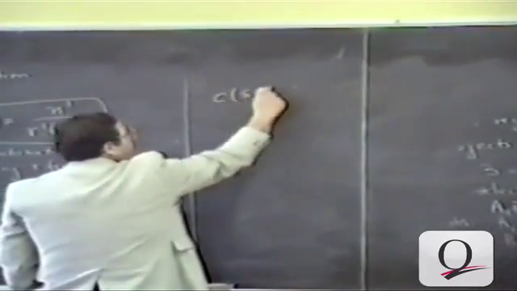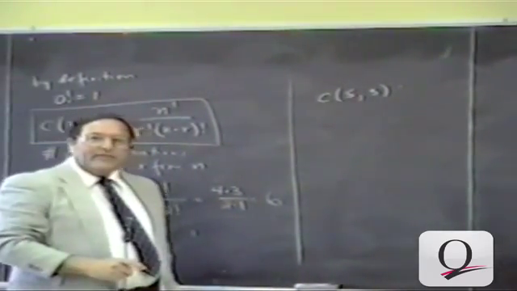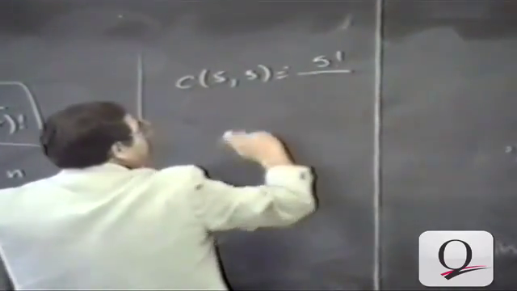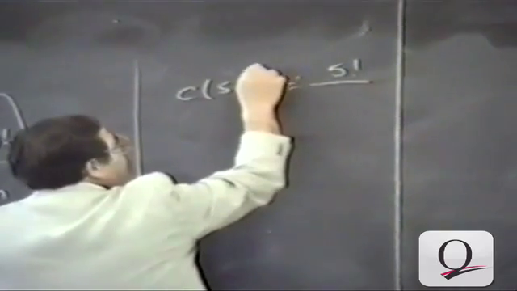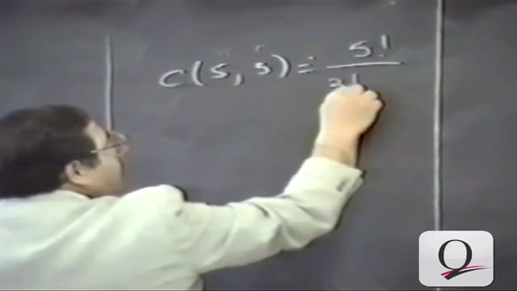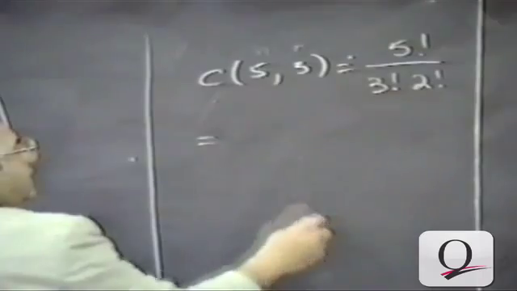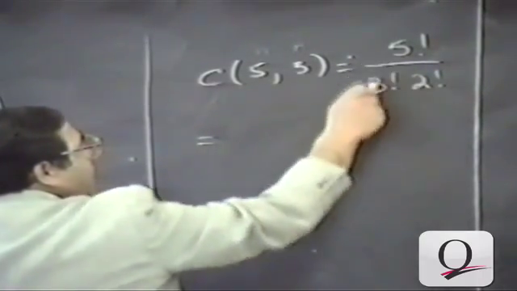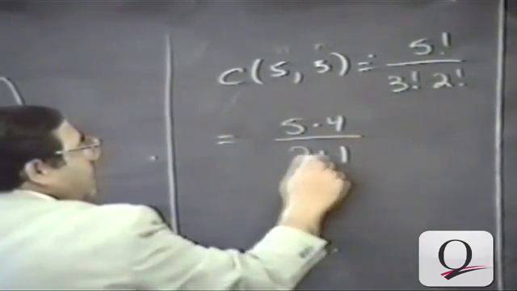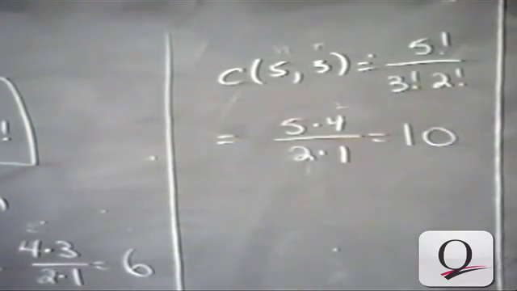How much is C(5,3)? It's the number of ways of choosing 3 objects from 5 objects. It's n factorial over r factorial times (n minus r) factorial. If we define 5 as n and r is 3, it's 5 factorial over 3 factorial, and the difference of these two is 2 factorial. Now 5 and 3 will just leave 5 times 4. I still have the 2. And C(5,3) is 10.